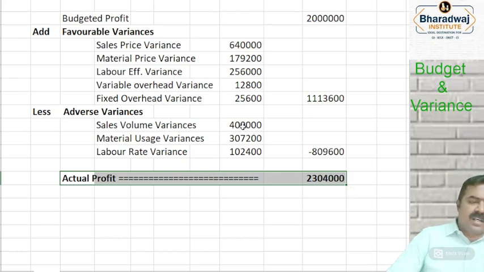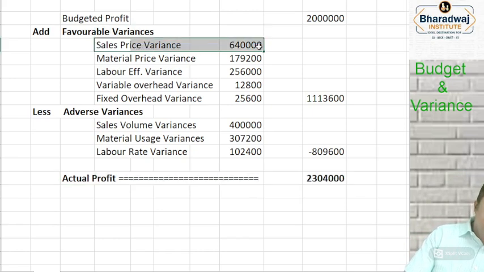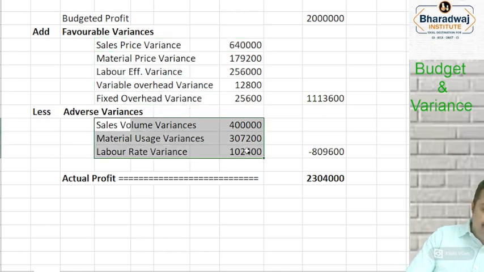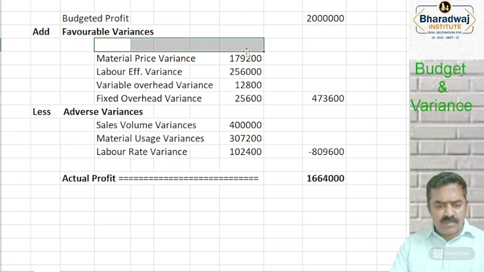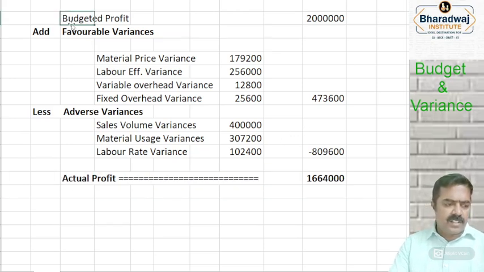Minimum variances can be minimized. Here, the major contributor is price variance. All other variances are contributing positive and negative amounts, but because of the price, we got this much. Suppose there was no price variance, then actual profit would have been lesser than budgeted profit.